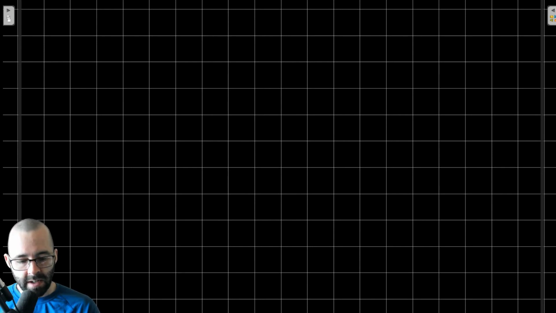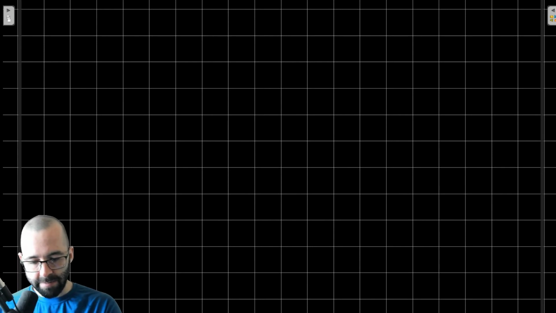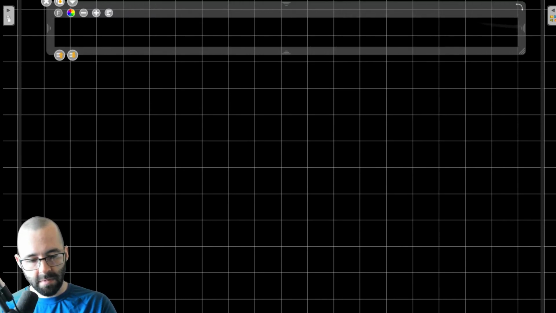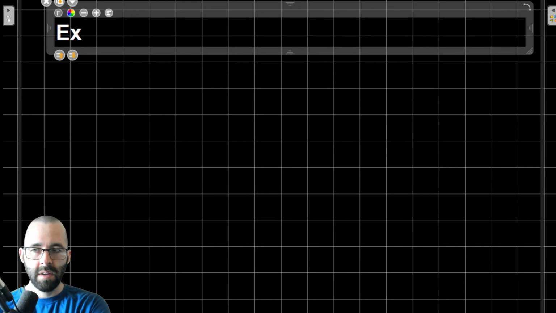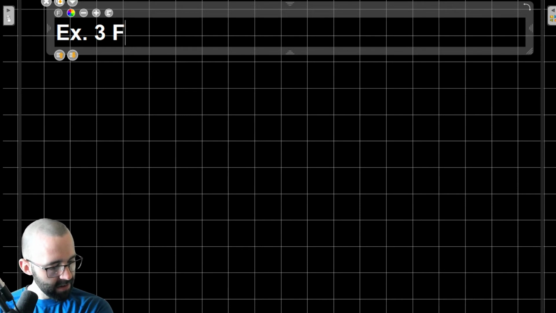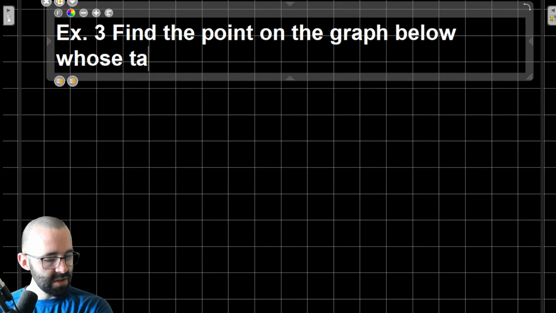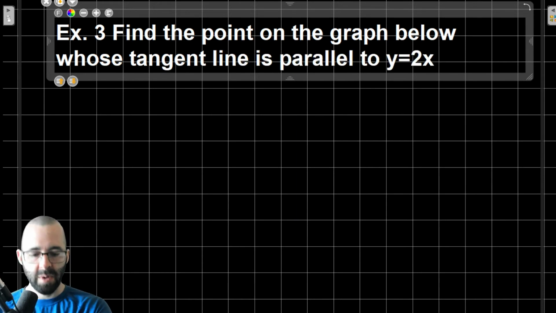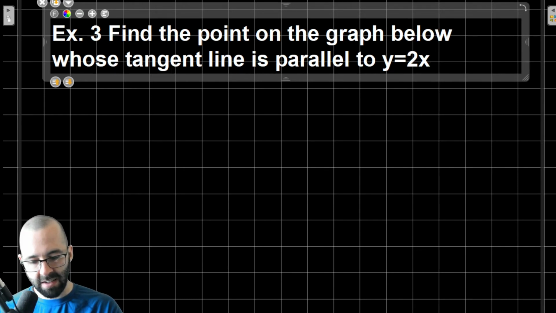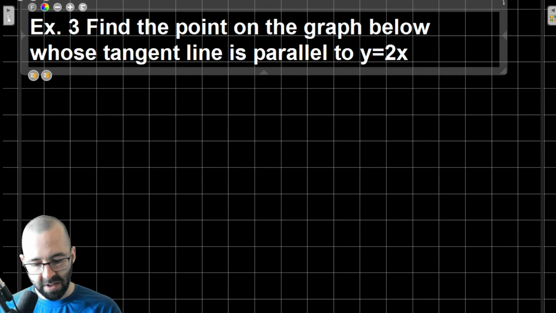All right. Last example of the day. Example 3. Well, maybe not last example of your day, last example of this section. Example 3. Find the point on the graph below whose tangent line is parallel to y is equal to 2x. This problem has a whole lot of meat in it. This is a juicy problem over here.